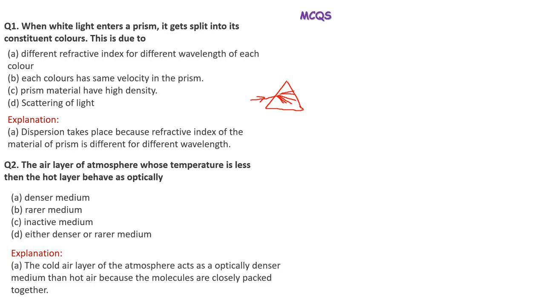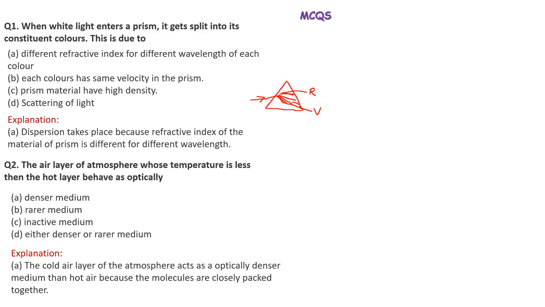The least deviated color is red, and the most deviated color is violet. And the rest of the colors will fall over here: violet, indigo, blue, green, yellow, orange, red. So VIBGYOR is going to form over here, and because of this we can see there is a deviation of different colors of light. This is the main reason why we can see the spectrum.